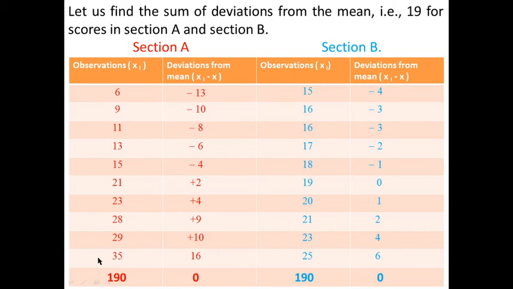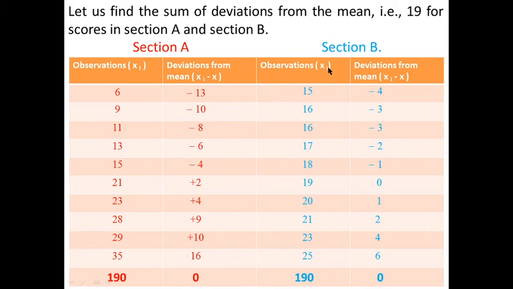19 is the mean, and in mean deviation, observations minus your mean is equal to the deviation. The deviations are either plus or minus. The total of plus and minus is 0.